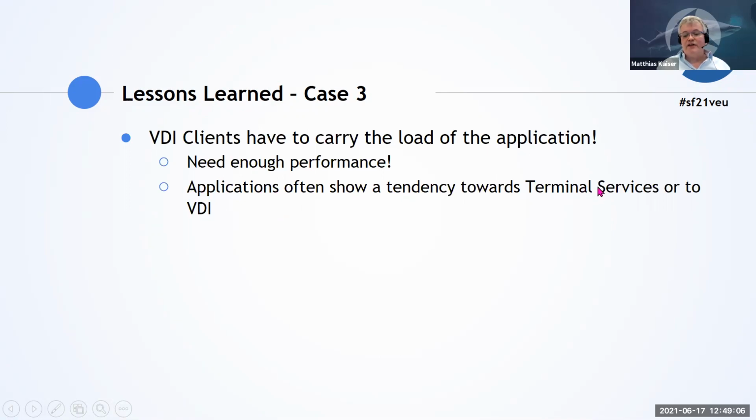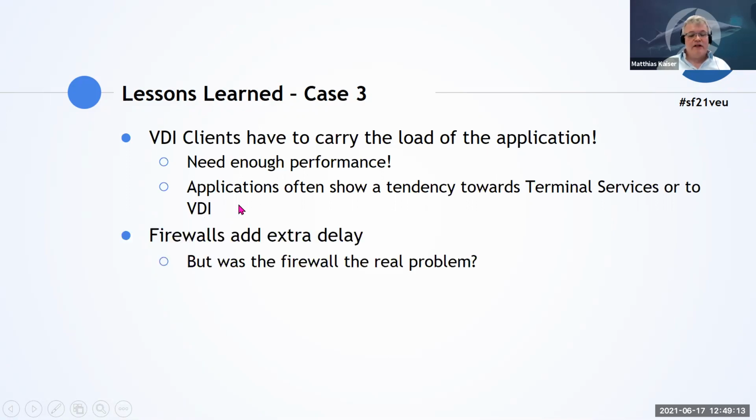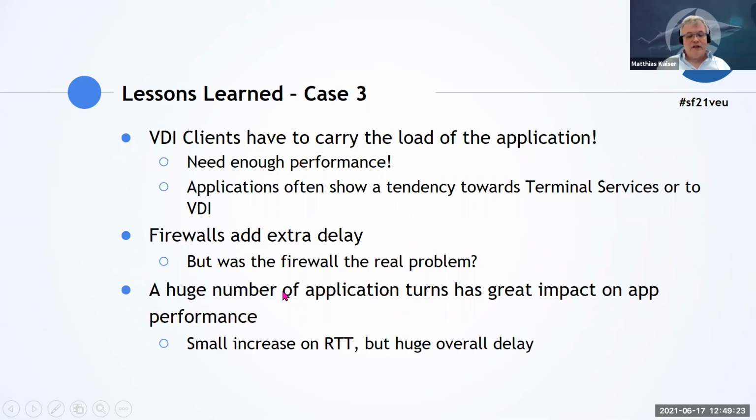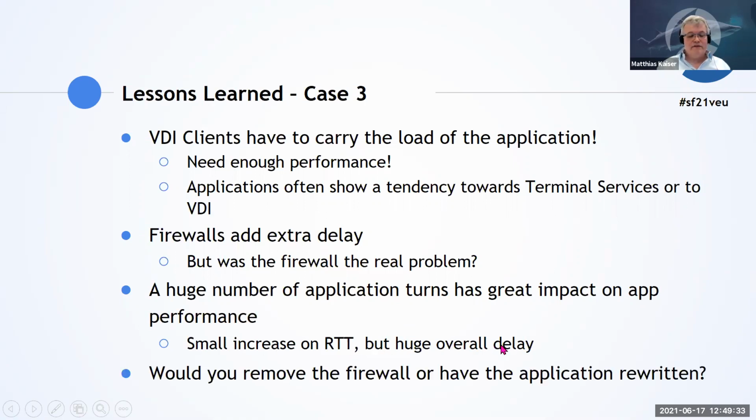If a terminal services-based application is moved to VDI, massive performance is very often required. It wasn't the only case where VDI systems were too slow. Plus the firewalls added extra delay, and only because of the huge number of turns. So a small increase in the round trip time, RTT, but a huge overall delay. And the question for yourself is, would you remove the firewall, or what else could be done?